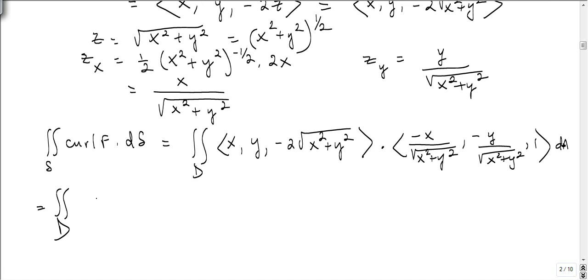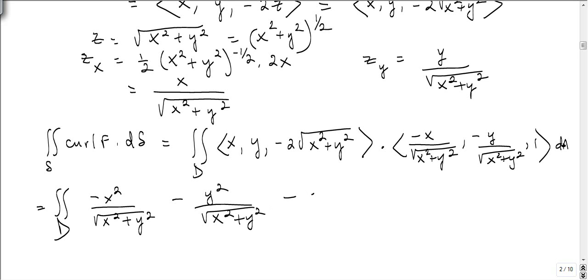Okay, what do we have here? We have minus x squared over square root of x squared plus y squared. We have minus y squared over square root of x squared plus y squared. And we have minus 2 square root of x squared plus y squared. All of that is dA.